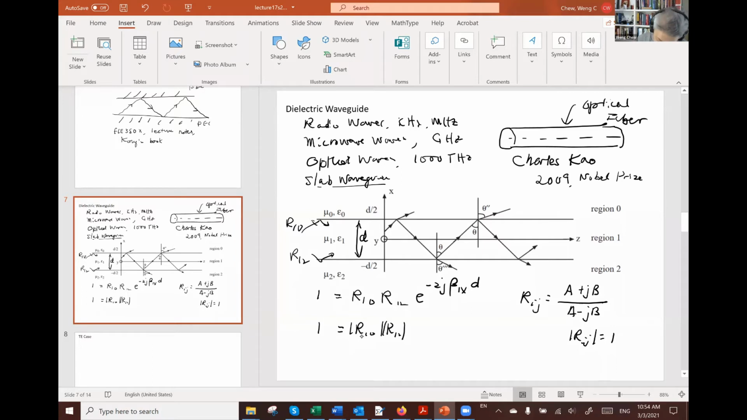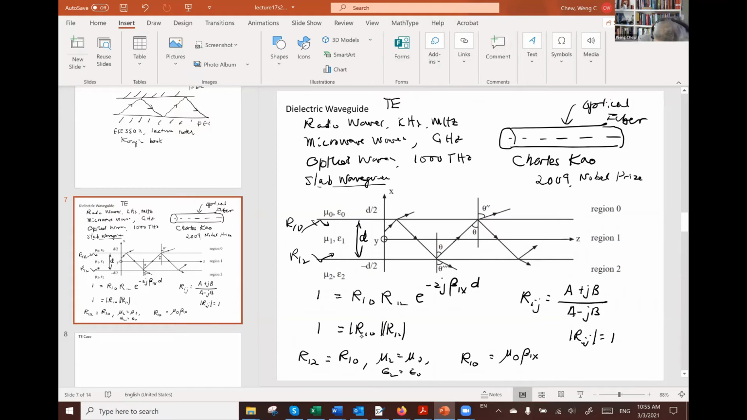Okay, and to make things simpler, we will make R12 to be the same as R10. Which means that we will say mu2 is equal to mu0, epsilon2 is equal to epsilon0 to simplify our life. And that you know what R10 is for the TE case. For the TE case, if I were to say that we're only studying the TE case here, R12 would be equal to, let me see, it should be mu0 beta 1x.